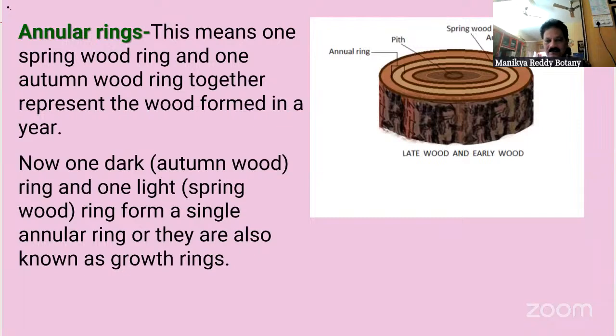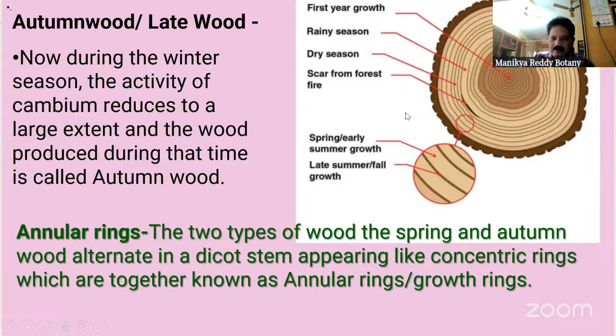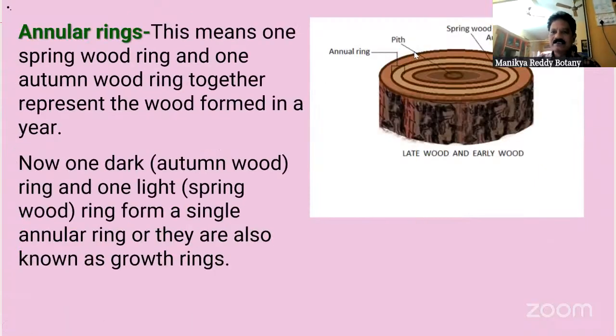That means in 1 year, in the image you can see ring-like structures inside the stem. One is light in color, the other one is dark in color. Light color rings are there, and dark color rings are there. This light color wood is spring wood, dark color wood is autumn wood. They represent the wood which is formed in a year, and together they constitute annual rings. Annual means in a year, 1 year.